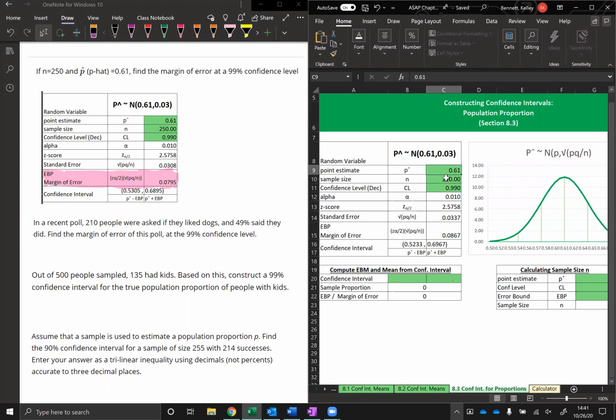Our p hat is the percentage of people that said they like dogs. So this is kind of like your estimation of success, if you will. So this is 0.49. And then we have a 99% confidence level. And so again, we're just going to grab the margin of error, which we see is 0.0889.